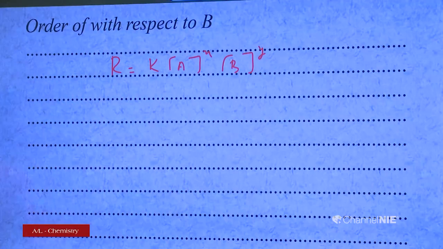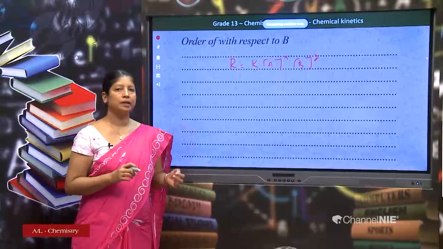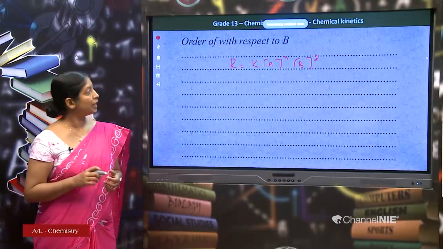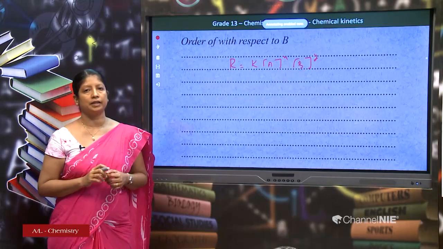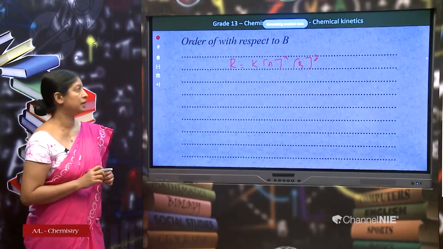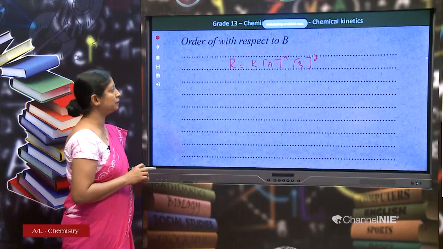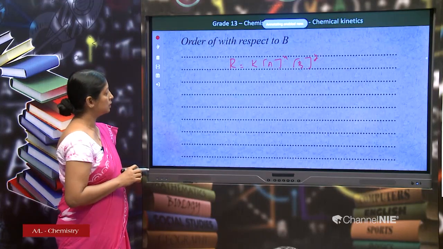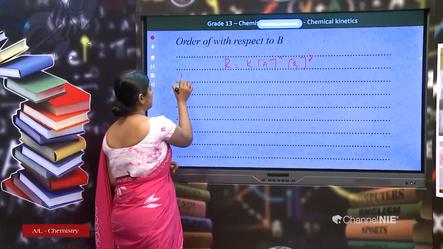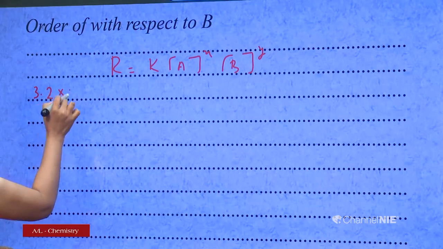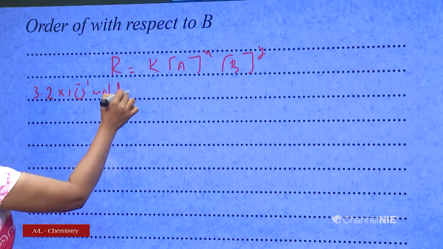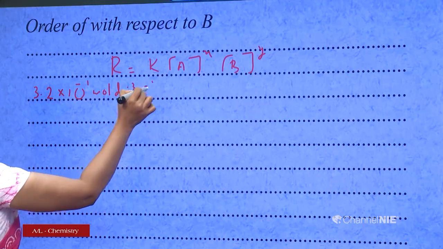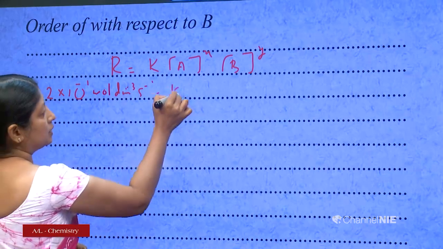Now, to find out the order with respect to B, B should be the variable whereas A should be constant. Then we have to use the first and second data. So, again I will consider the first data first. So, then the rate is given as 3.2 into 10 to the power minus 1. The unit is given as mole per decimeter cube per second, and our rate constant.